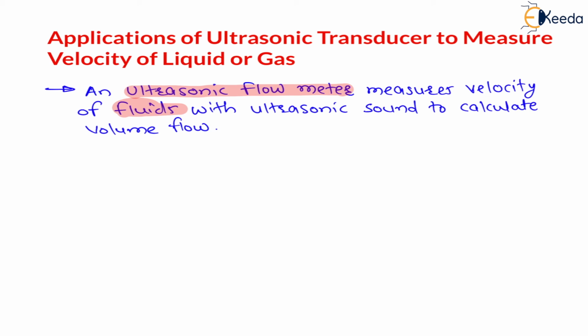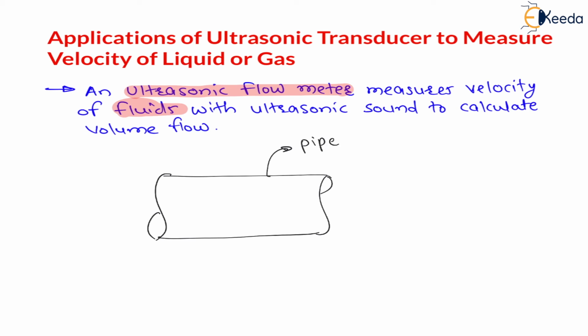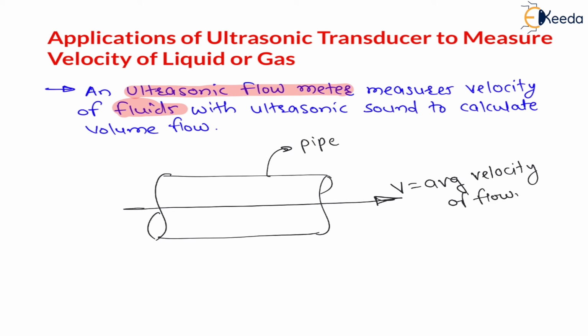Now here, let us understand what terminology I will use. Let us say I have one pipe. This is our pipe through which fluid is flowing. Any fluid, it can be air or it can be a liquid also. And let us say the flow of fluid is from left to right. Here I will consider V as the average velocity of the flowing fluid. And my dear students, the direction of flow is from left to right.